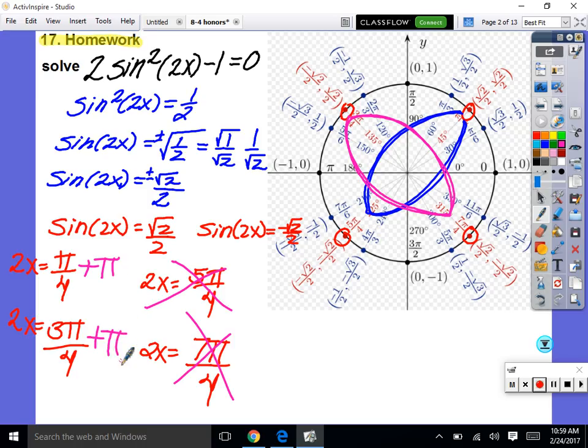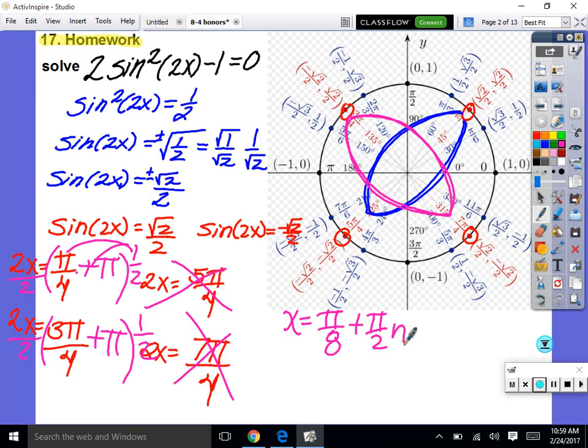But now we have to solve for x. So we would multiply by 1/2 or divide by 2. Multiply both sides by 1/2. So for our final answer in the back of the book, we would distribute 1/2 through. So that'll be pi eighths plus pi halves n. So x is equal to pi eighths plus pi half n. Does that make sense, everybody? That was a hard one to think about. And then we distribute 1/2 through. So x is equal to 3 pi eighths plus pi half n.